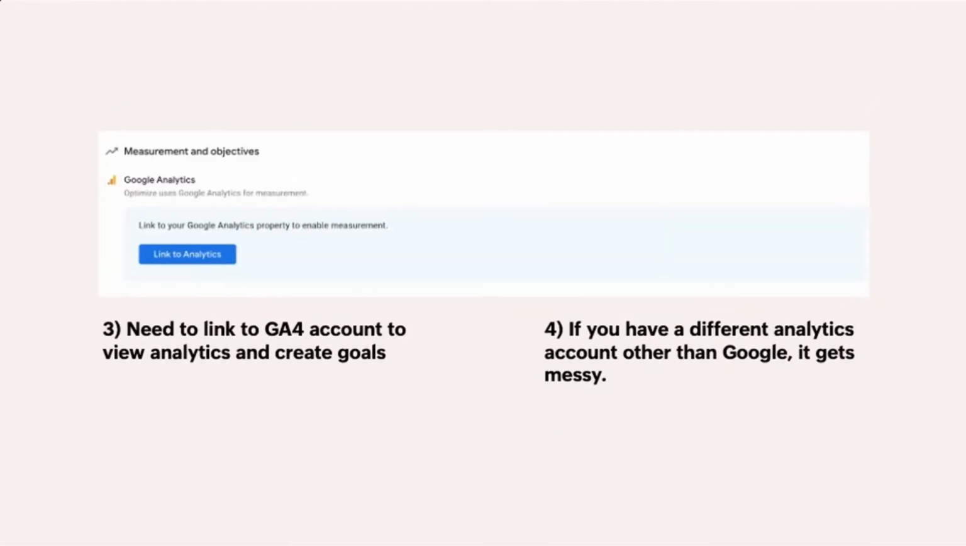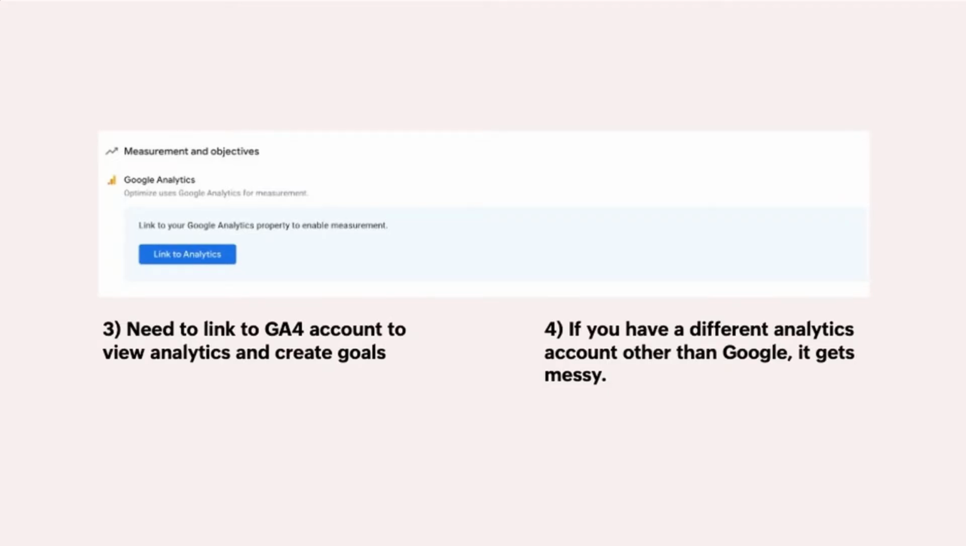it's mandatory for you to link your Google Optimize account to your GA4 account to view analytics and create goals. And if you have an analytics account other than Google, it can get really messy. This is because Google Optimize is designed to work with Google Analytics and it does not have native integration with other analytics platforms. So even if you somehow manage to integrate with any other third-party analytics platform, the data from these two platforms may not be perfectly aligned.